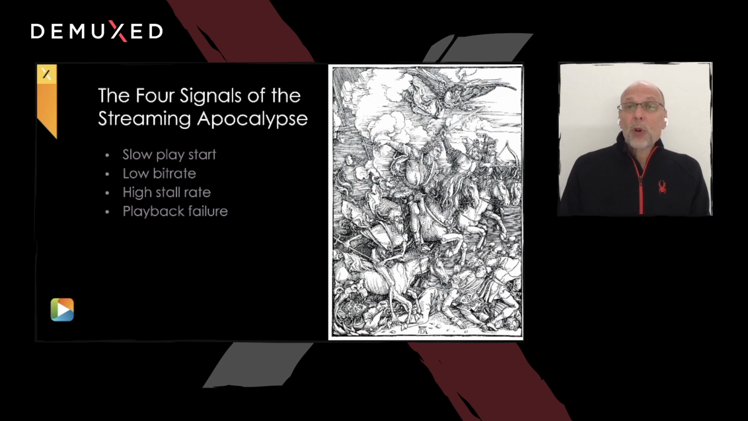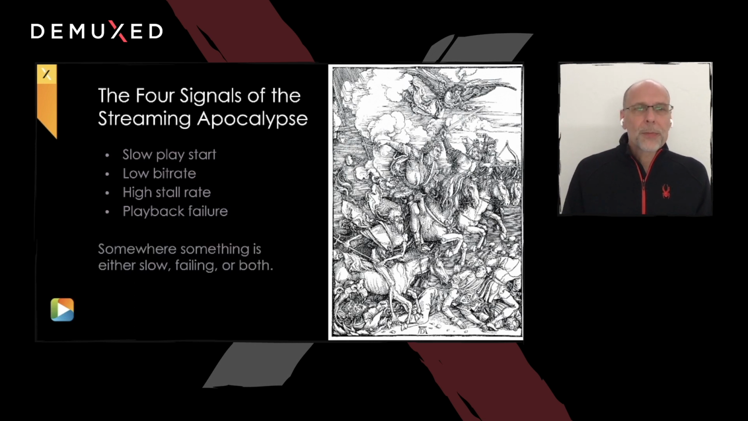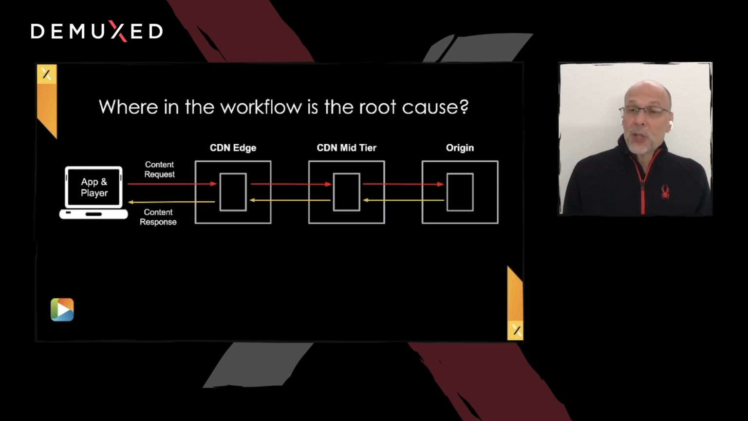You can be sure that regardless of which one of these elements has caused the alert to be fired, which problem is happening, somewhere something is either slow, failing, or both. And for the engineer on call, their question is, where is the problem happening? Where in the workflow is the root cause? And what is that root cause?